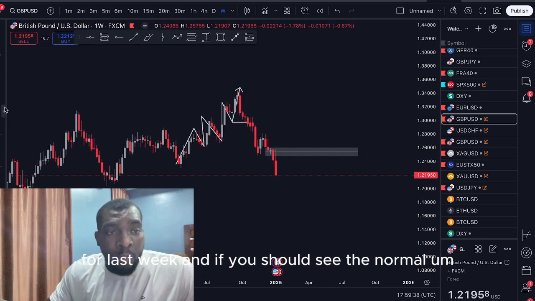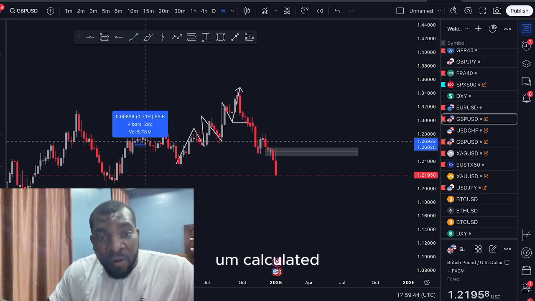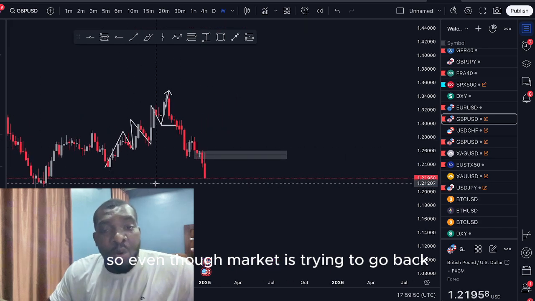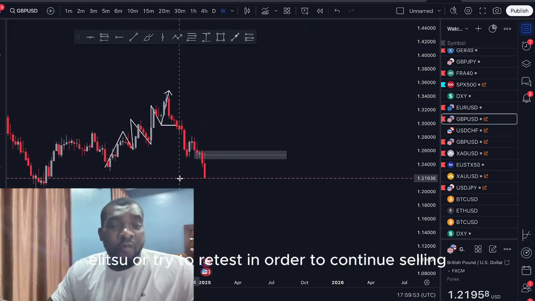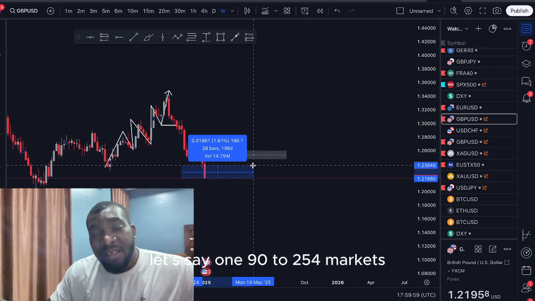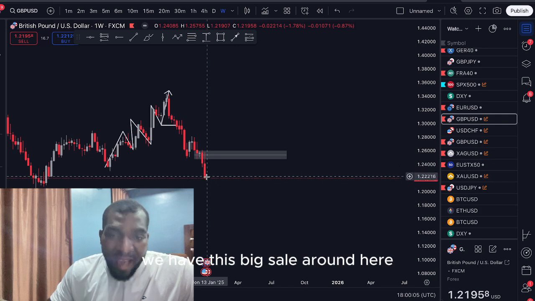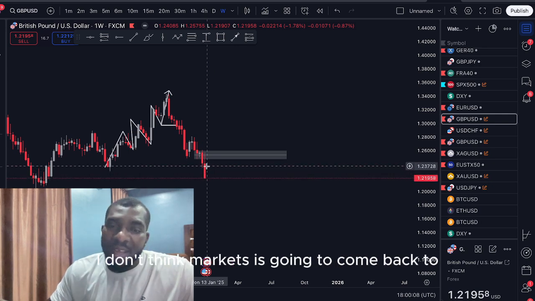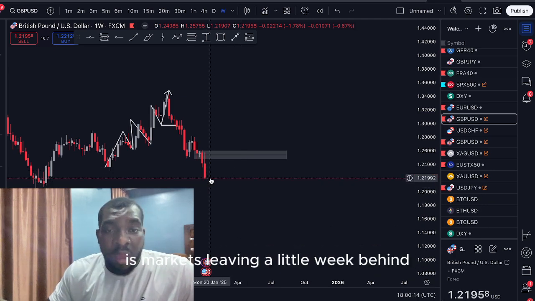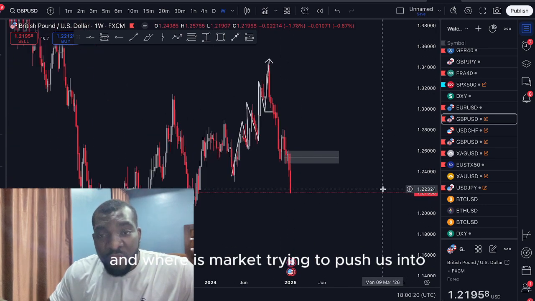And if you should see the normal moving average of the last previous weeks, let's calculate it. You could see that the weekly average is 170 pips. So even though the market is trying to go back a little or retest in order to continue selling, we could be looking at something around this level, let's say 190 to 200 pips, before the market will go into its intended direction. But what you should be seeing is that we have this big sell around here. I don't think the market is going to come back to a particular level in order to keep selling. If not, what we are going to be looking at for next week is the market leaving a little wick behind and then continuing selling. And where is the market trying to push us into in this market?